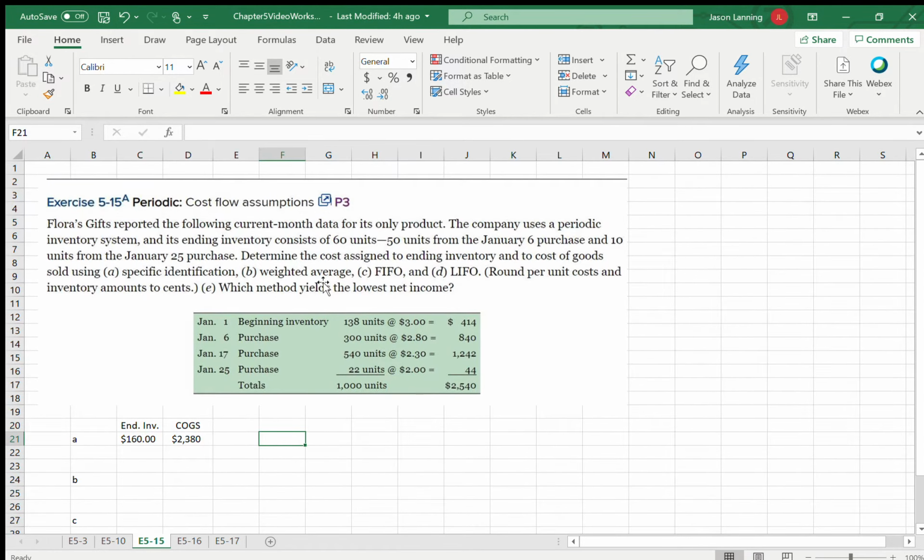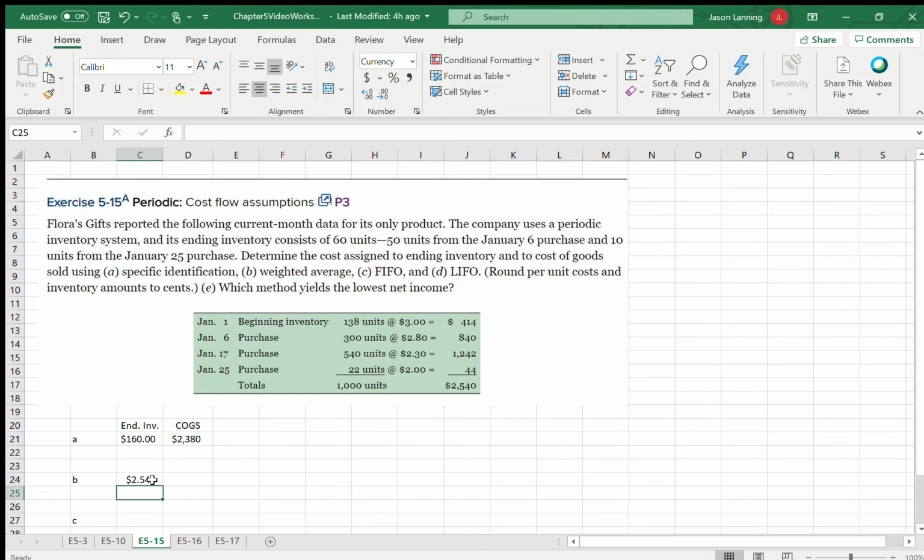So B is for weighted average. Now for B, weighted average, we have $2,540 worth of items, and that's based on 1,000 items. So that means the cost per item is just the 2,540 divided by the 1,000, which means we're at $2.54 per item.